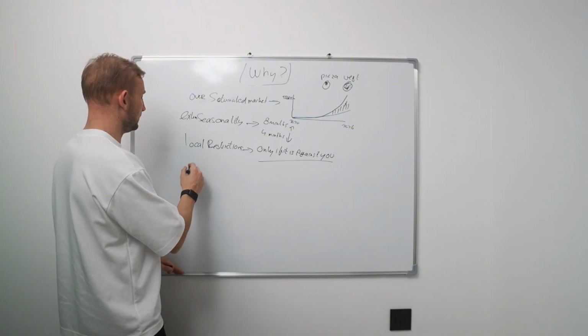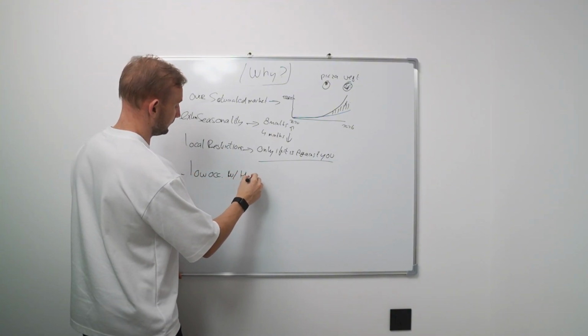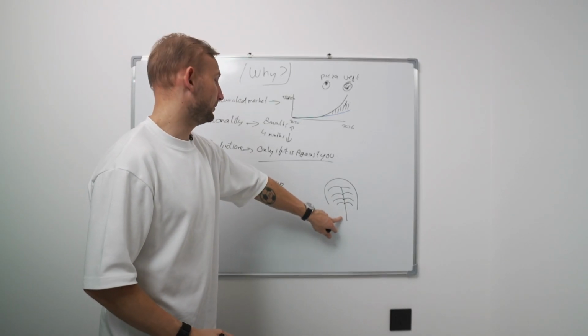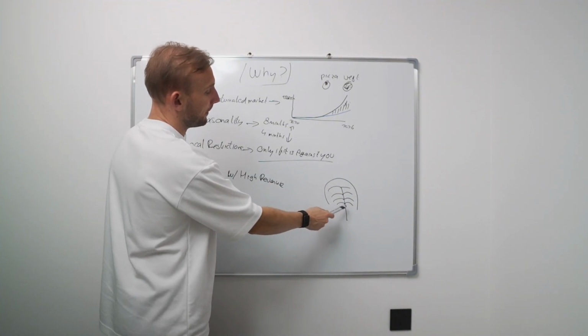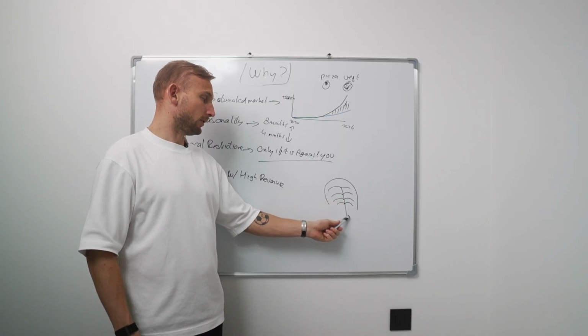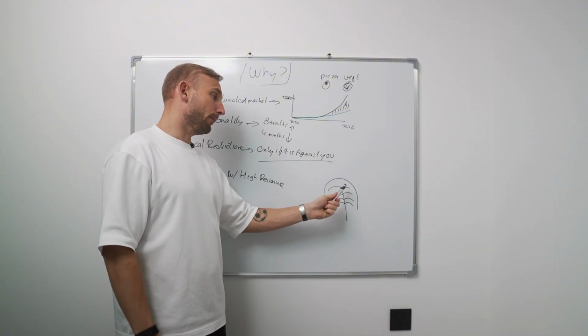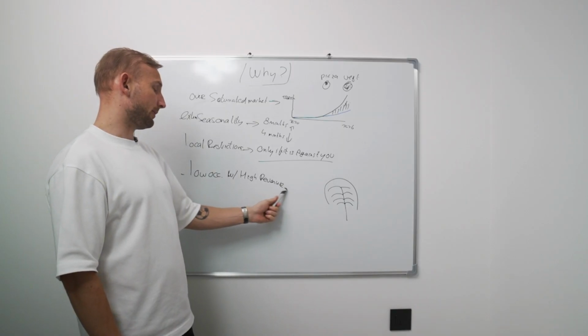The other one is low occupancy with high revenue. Before I continue, I'm going to draw something. I don't know if you know what it is, but this is Palm Jumeirah. Low occupancy with high revenue, and Palm Jumeirah is the best example ever. For example, especially the fronds. On the Palm itself, they also have some good apartments, definitely worth looking into, but the fronds are the perfect example for low occupancy with high revenue.